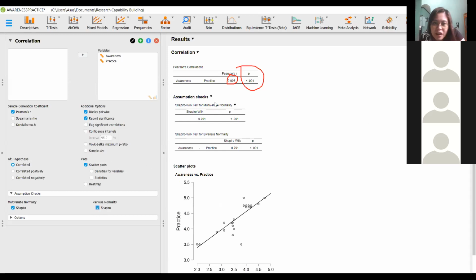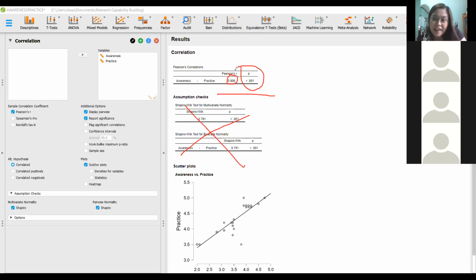let me check the interpretation of the assumption check, because the p-value is less than 0.01. I'll check if it has something to do with the 0.05 interpretation. The data may not be normally distributed, but our data is large. Anyway, I'll check why it shows 0.001, or maybe the interpretation is wrong.